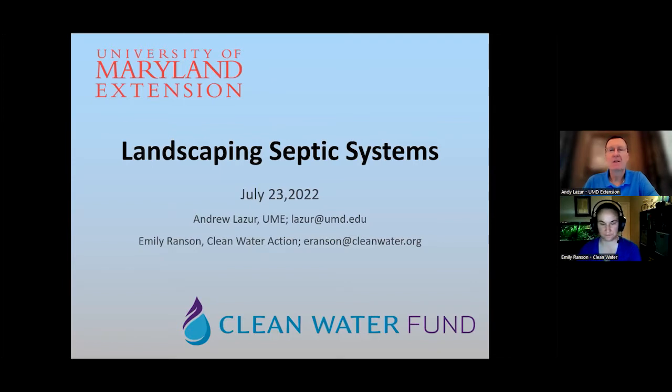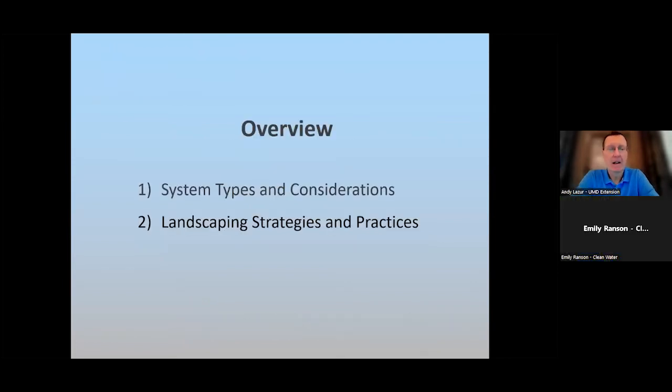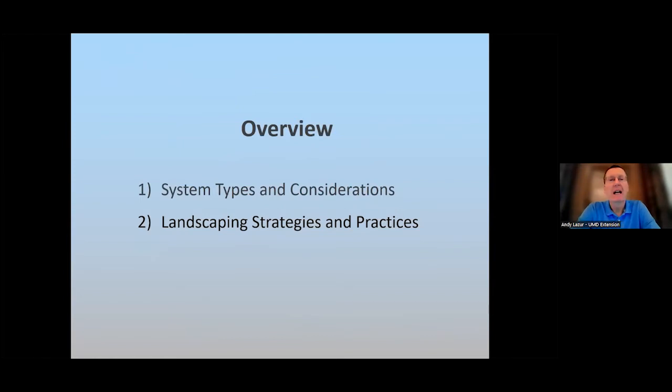What can I do to help my system look a little bit better? And so I'm going to talk about a couple of things. Look at the different system types real quickly. And then what are some of the considerations of that landscape, if you will, but also what do you need to kind of understand about the system components and how they function before you begin to develop a landscape plan. And then I'll get into some of the strategies and practices.